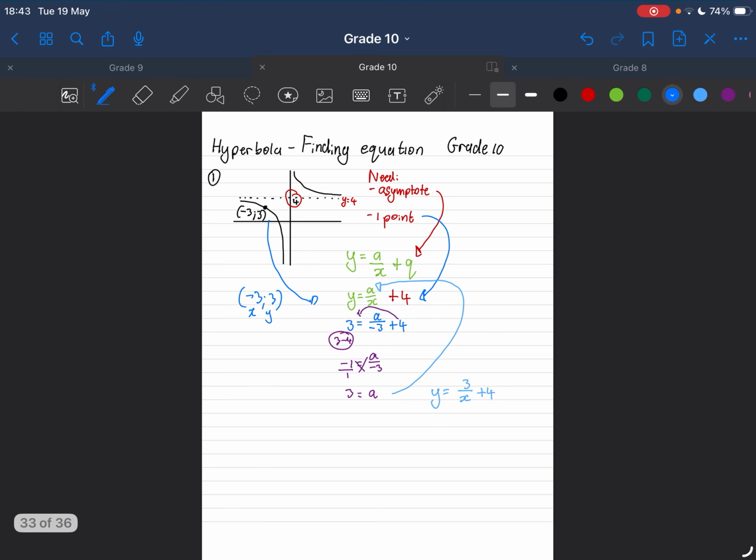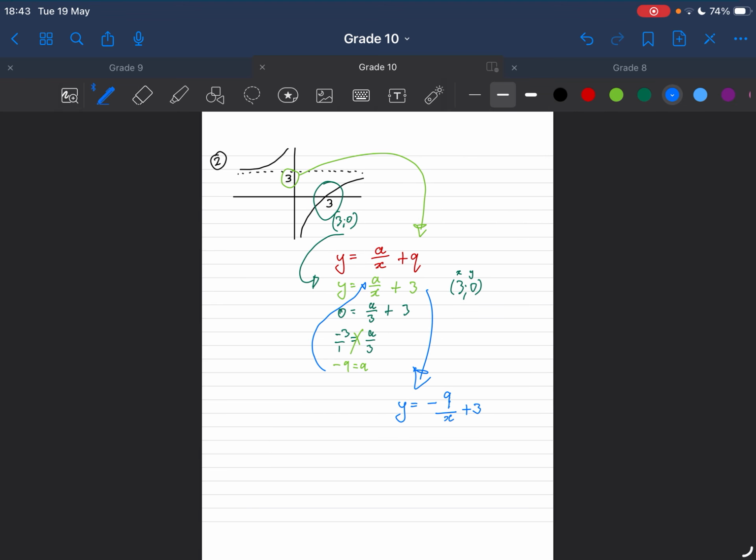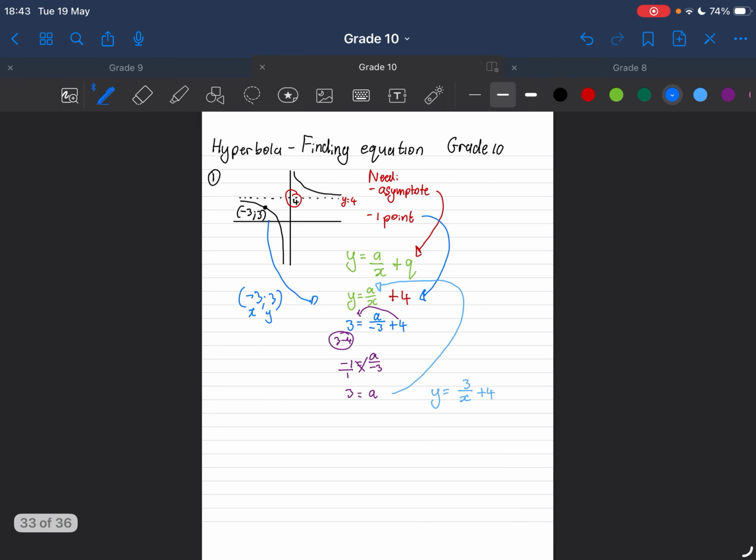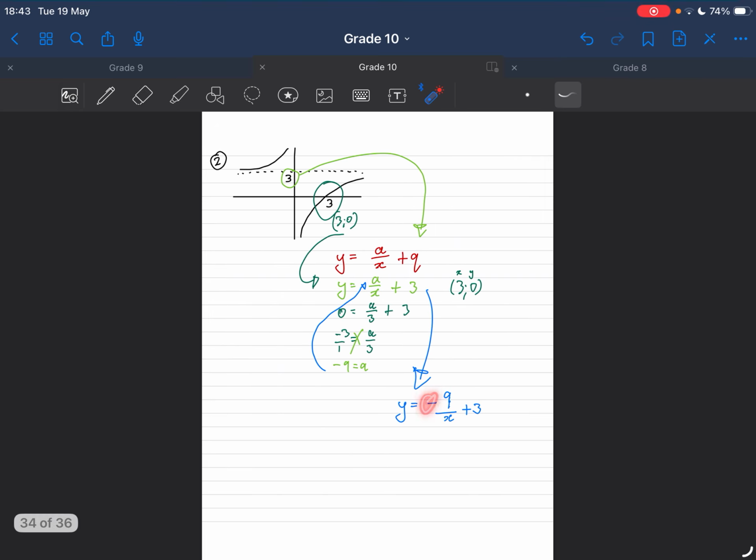Did I write a in the previous one? No, I never. Alright. How do you know your equation is correct? Here's a hint: this is a positive, so our graph is in the first and third quadrants. This is a negative, and our graph is in the second and fourth.